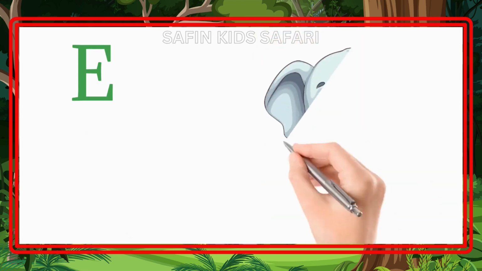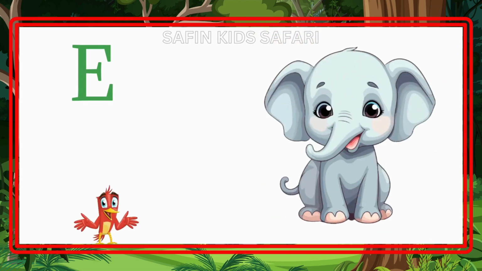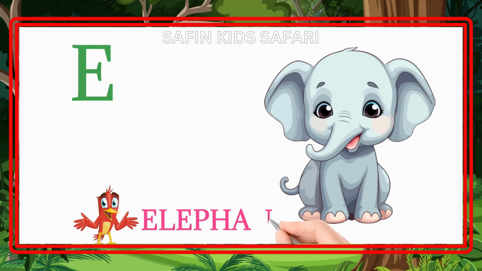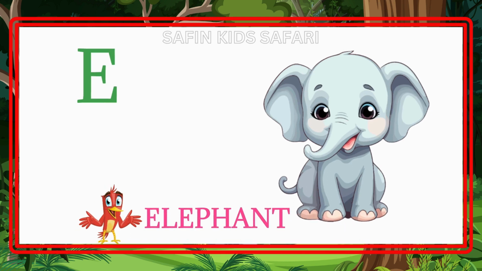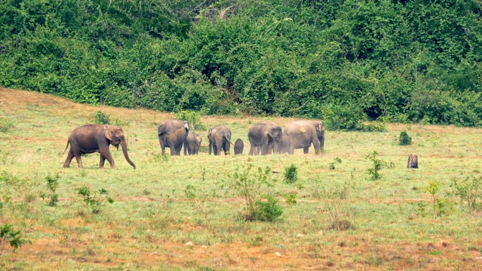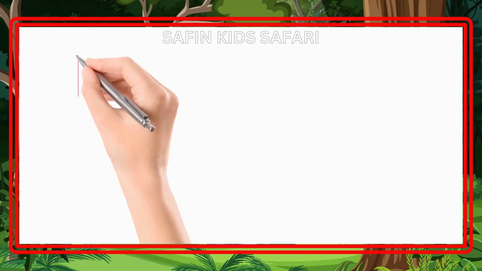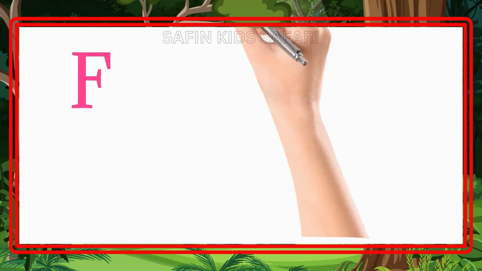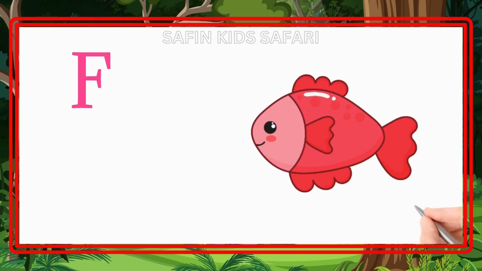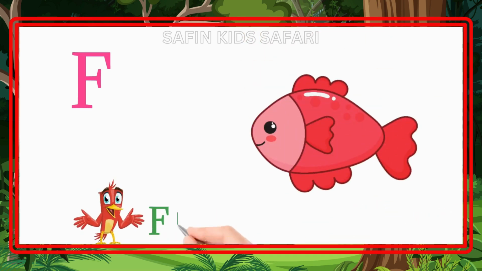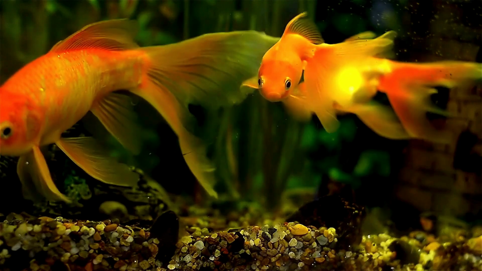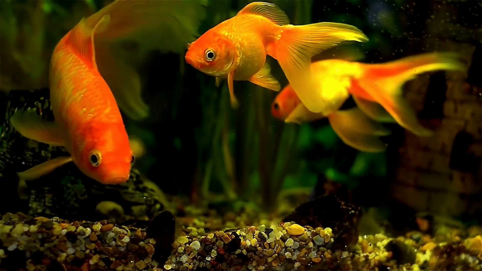E. E for elephant. Wow, elephant. F. F for fish. Nice fish.